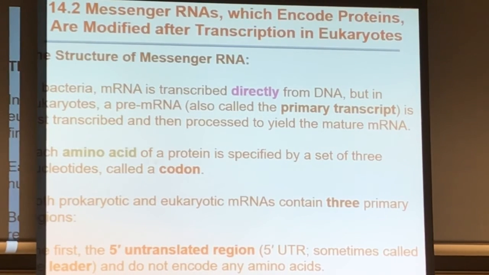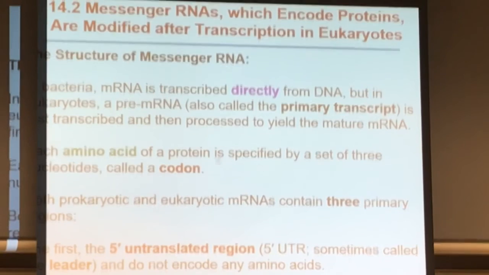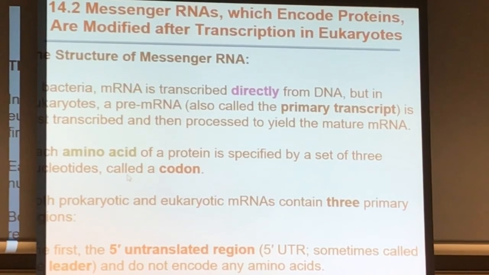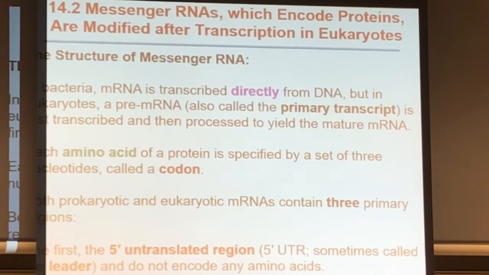Okay? Each amino acid of a protein is specified by a set of 3 nucleotides called the codon. So if you look at an RNA, every 3 nucleotides is grouped as one codon. Okay? And those 3 nucleotides in the RNA will code for one amino acid.